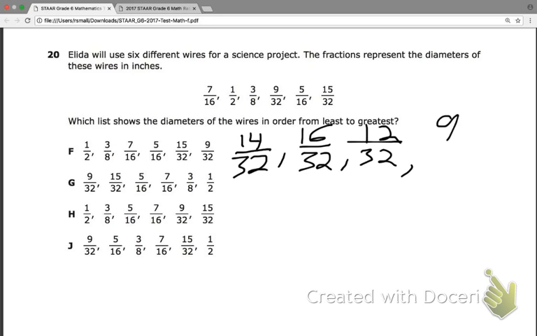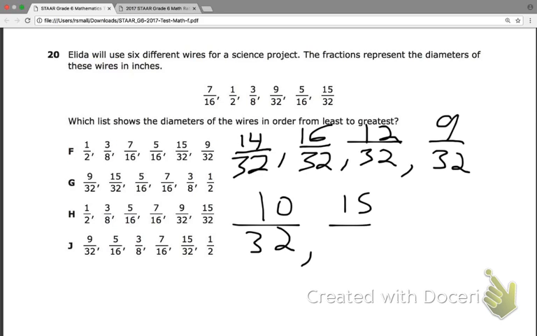9/32, that's already with a denominator of 32, so I don't have to change it. 5/16, well, we already said earlier, 16 times 2 is 32. So then 5 times 2 is 10. And then 15 over 32, that's already over 32. I don't need to change it.